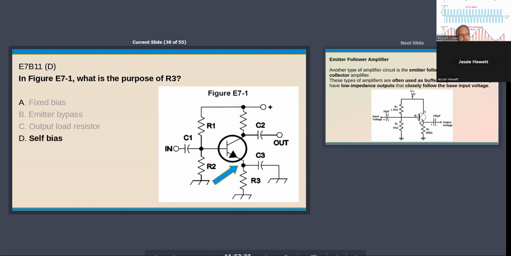Oh, I skipped ahead. R3. Who knows the answer to R3? It's called self-bias.